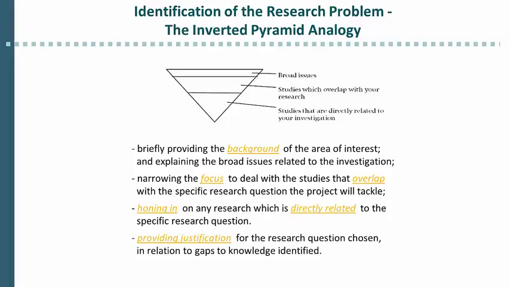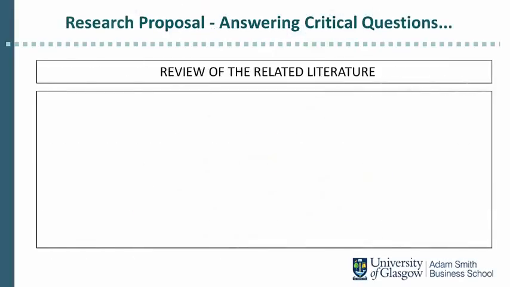Now, if you look at this slide, it pretty much gives you the overall structure of your literature review, which will need to start with background of the area of interest, moving on to studies directly related to your question, and providing a separate section on how your study will contribute to covering a gap in knowledge. Now, moving to the second area of your research proposal, the actual literature review.